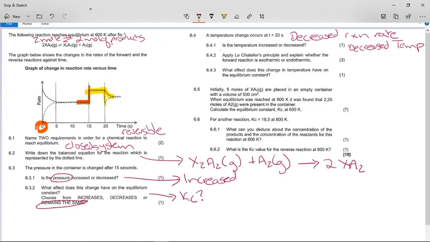Now it says to apply Le Chatelier's principle and explain whether the forward reaction is exothermic or endothermic. Now remember, there's always a pattern to this. So leave a gap for picking your exothermic or endothermic and do your reasoning first. If you look at this graph, remember we decided that the solid line was the forward reaction and the dotted line was the backward reaction.